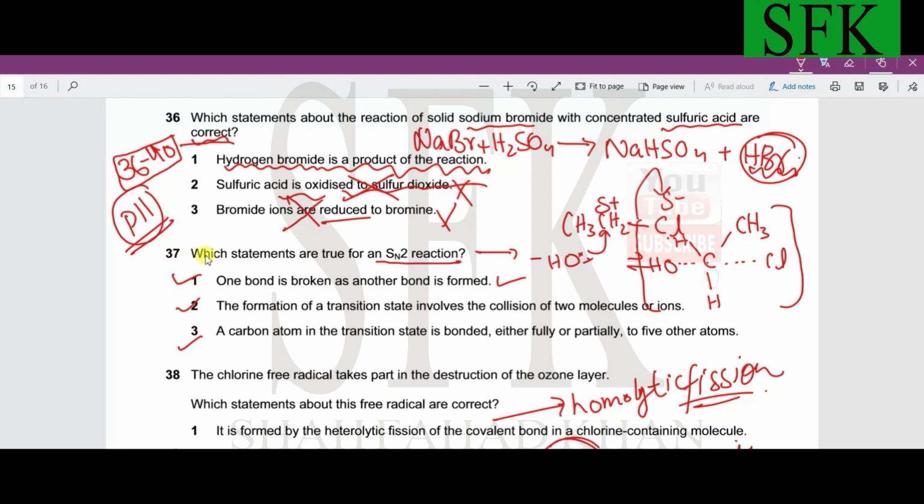So only the first is correct. If the first is only correct, this means that D is the correct answer option. Now MCQ number 37. Which statements are true for an SN2 reaction?